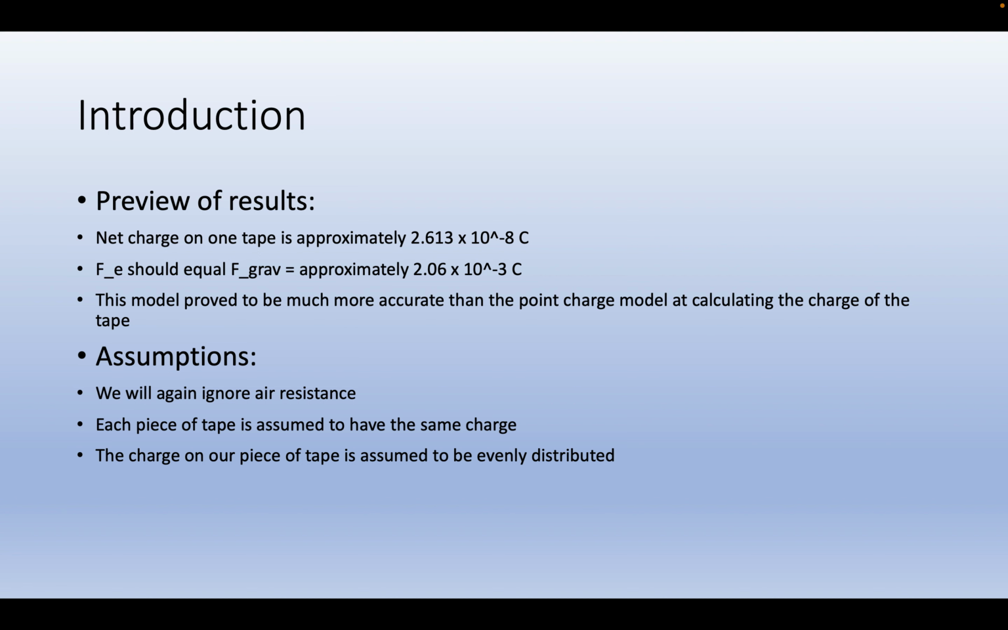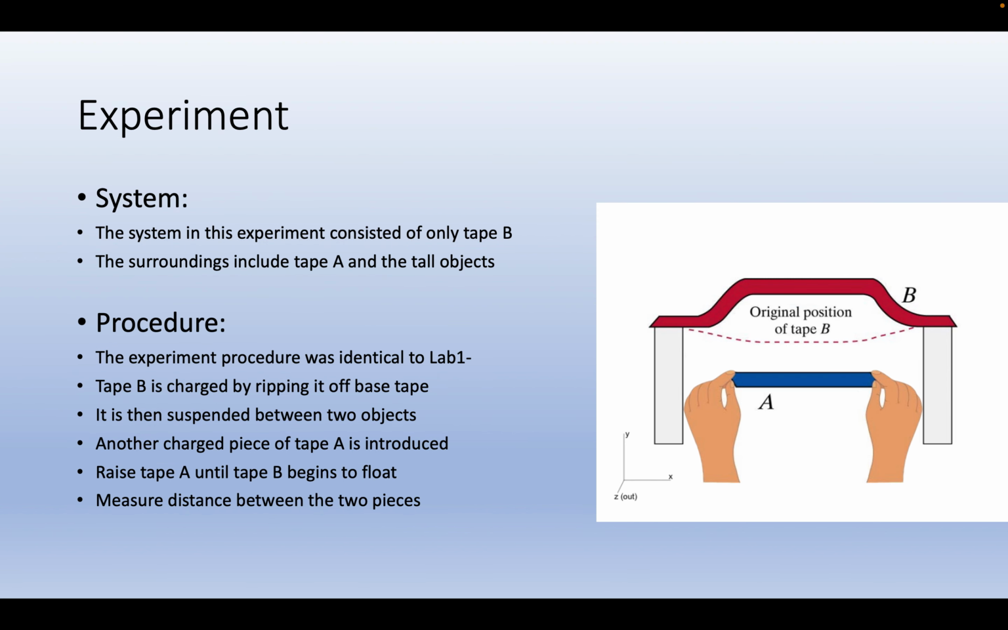So real quick, some assumptions that we're going to have to make for our results. We will again ignore air resistance. Each piece of the tape is assumed to have the same charge, and the charge on our piece of tape is assumed to be evenly distributed. So for our experiment, the system is going to consist of only tape B. The surroundings include tape A and also the tall objects, which we're going to suspend tape B from.